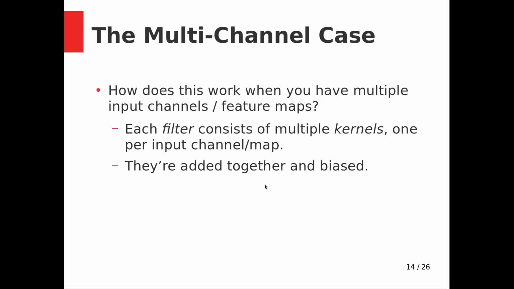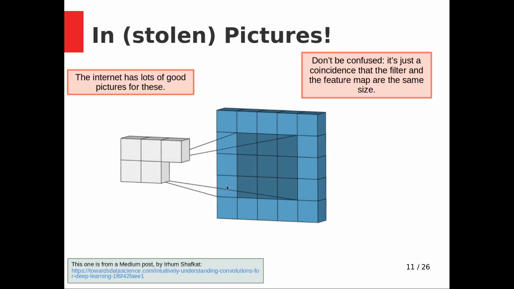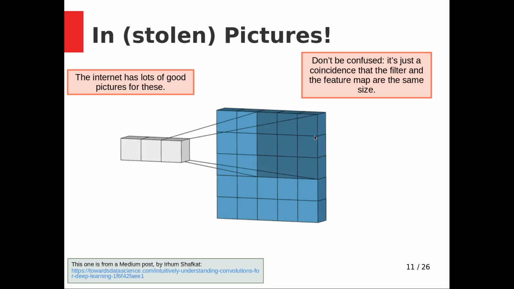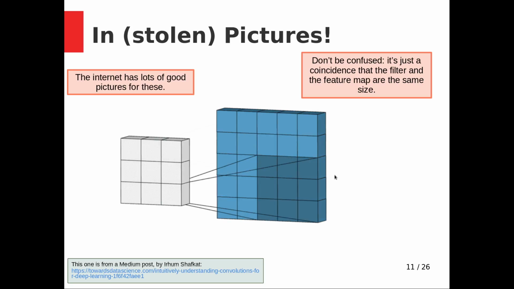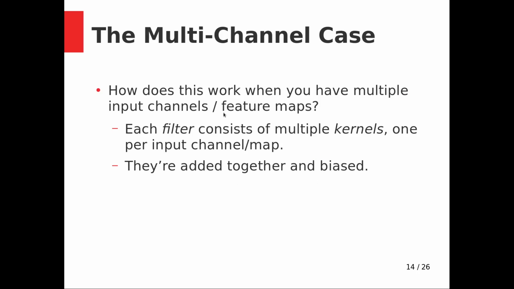So this simple picture really only makes sense in the single channel case, because notice that one filter is being applied to one input channel to make one output channel. What if there are multiple channels? What if you have an RGB image? Basically, then the words filter and kernel stop meaning the same thing. One filter consists of multiple kernels. Each kernel belongs to a channel, okay?